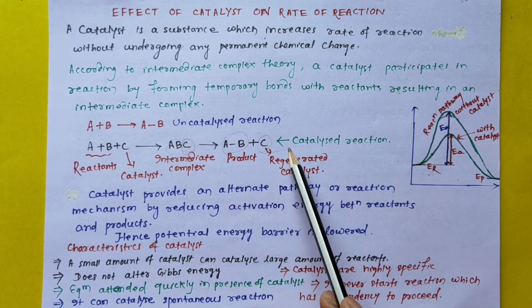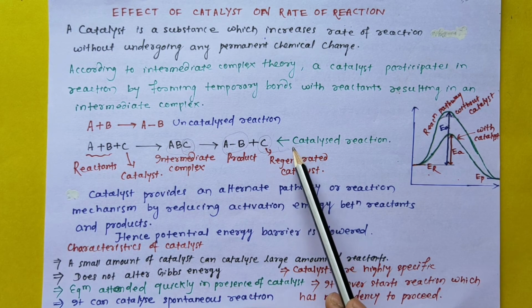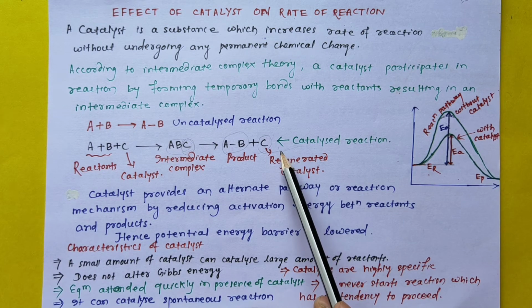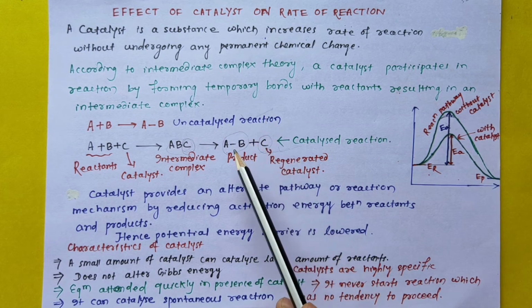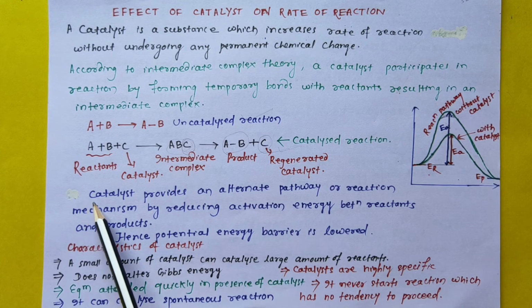This is a catalyzed reaction, and here the rate of reaction becomes very fast as compared to the uncatalyzed chemical reaction. The catalyst provides an alternate pathway or reaction mechanism by reducing the activation energy between reactants and products.